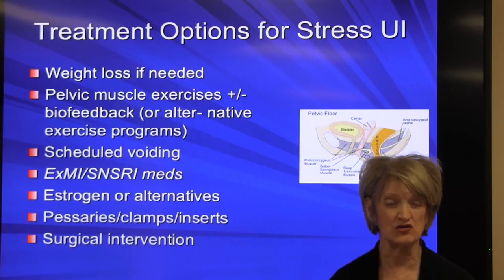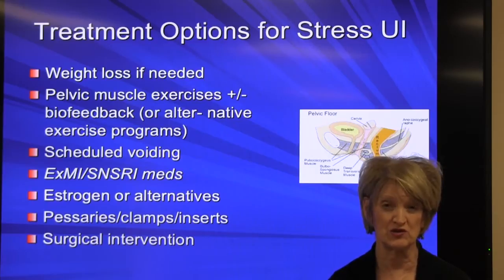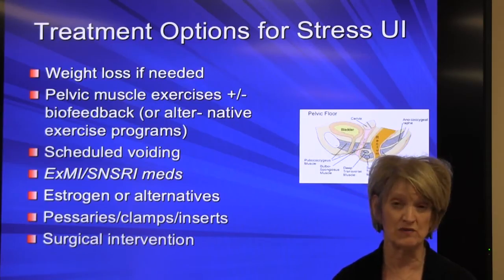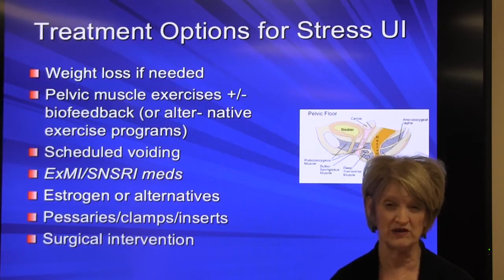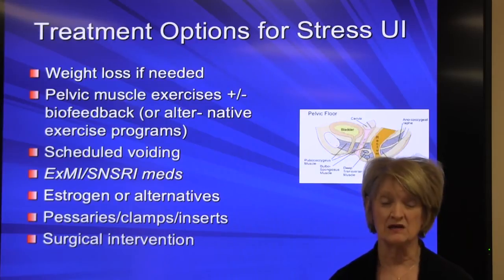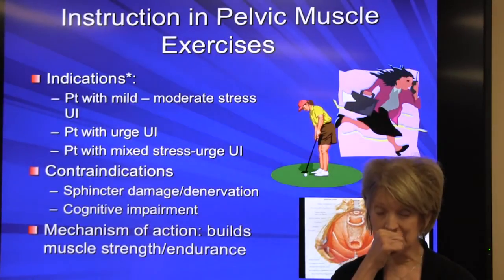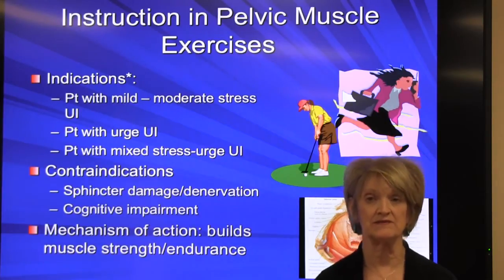Pessaries, clamps and inserts are used on a very limited basis. We will talk about when they're appropriate, and then we'll also talk about surgical interventions that can be beneficial for the patient with stress incontinence. I'm going to remind you now, we mentioned this in a previous class, that when you look at the primary treatment strategies for patients with stress incontinence, it's going to come down to pelvic muscle exercises, topical estrogen for women with atrophic changes, and surgery. So let's start with pelvic muscle exercises.